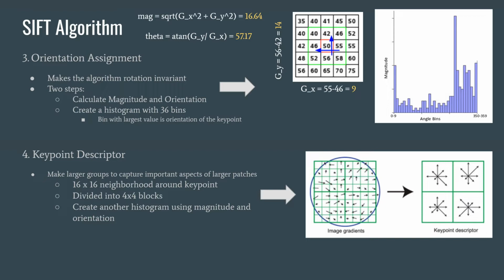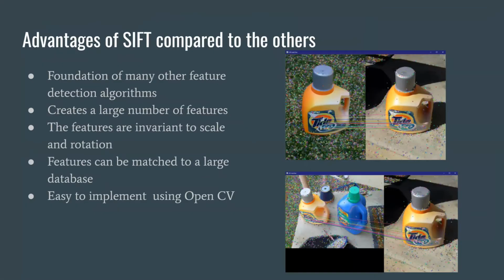These values are placed into another set of bins where each arrow represents a bin. So in our example, there are 8 bins, and the size of the arrow represents the magnitude. This produces a descriptor for the area around each key point, and hence the algorithm has been completed. With the algorithm understood, we can now look at some of the advantages.